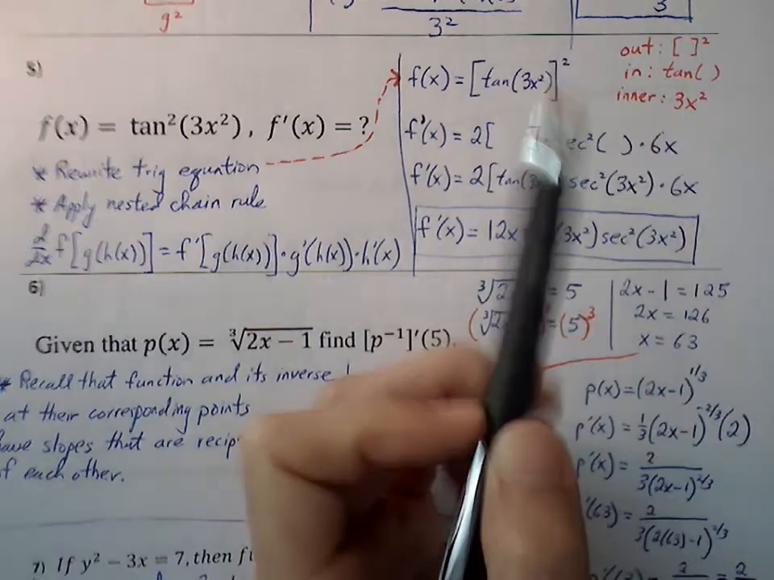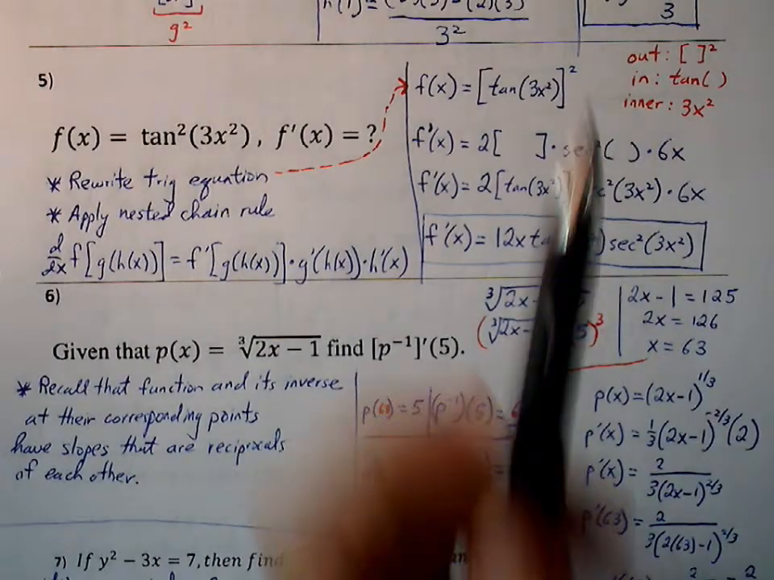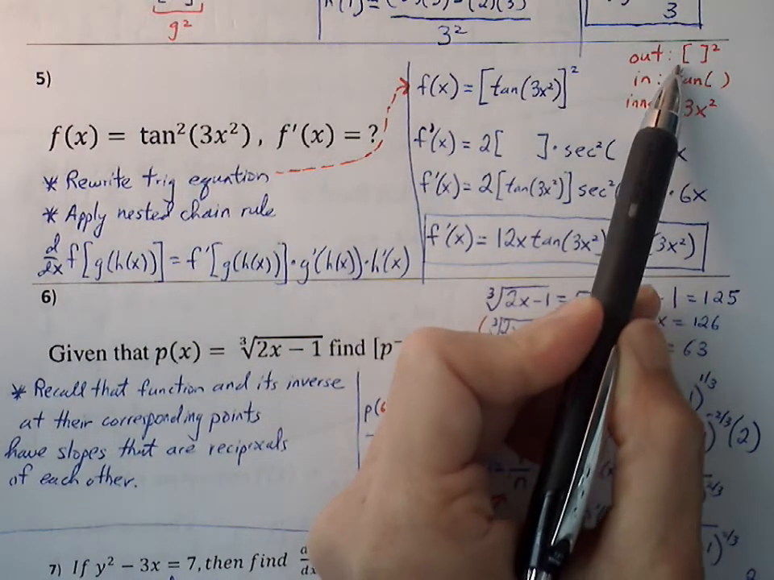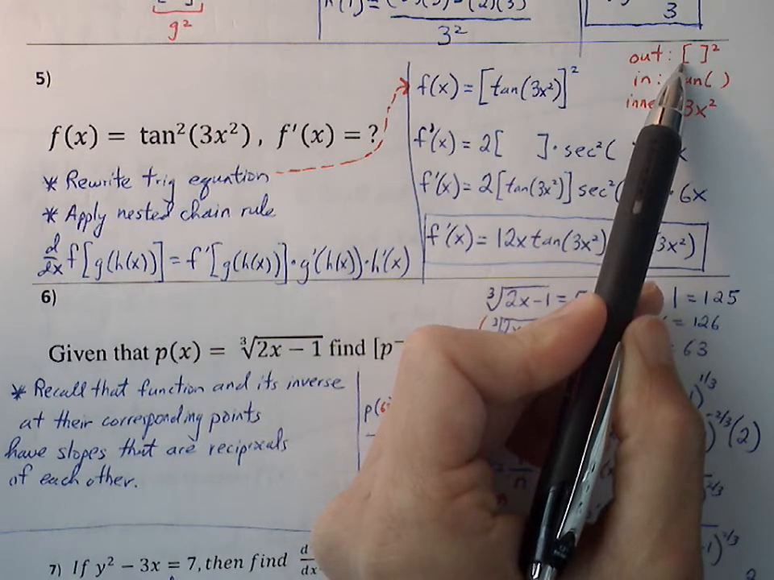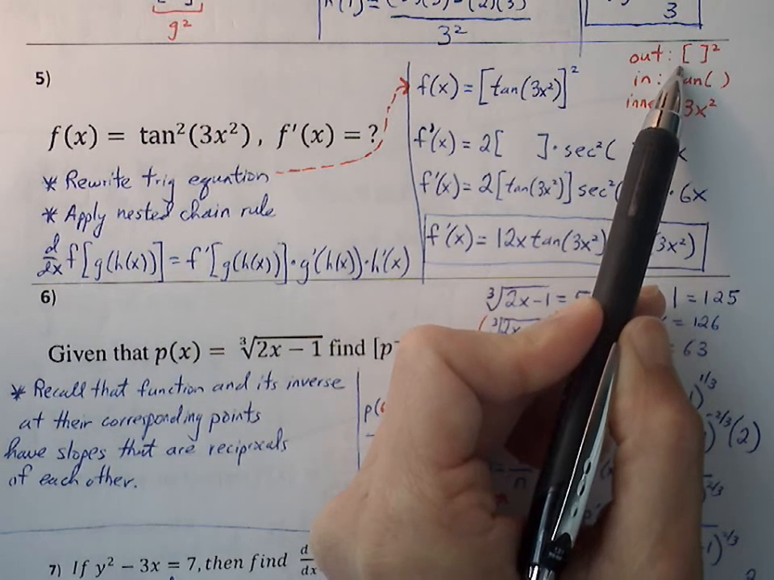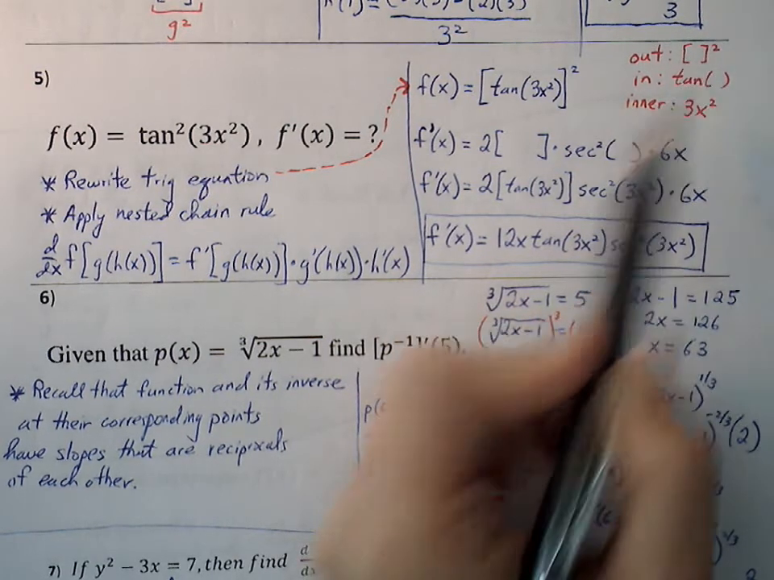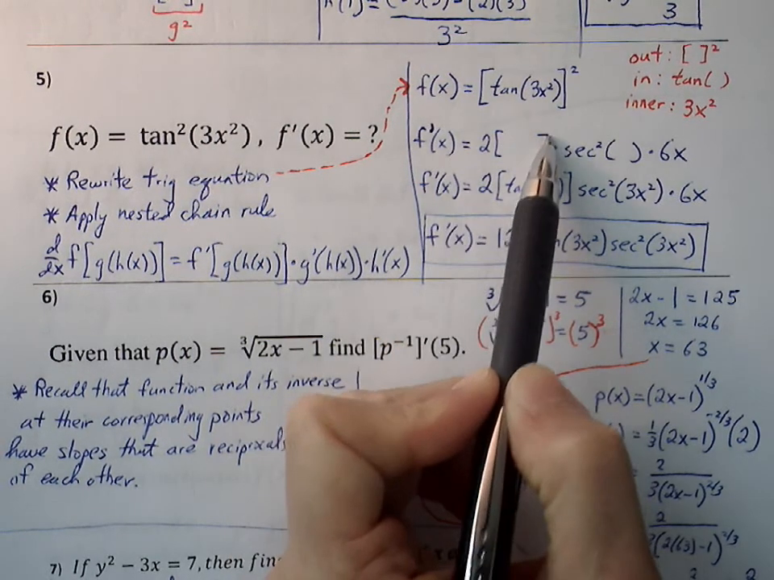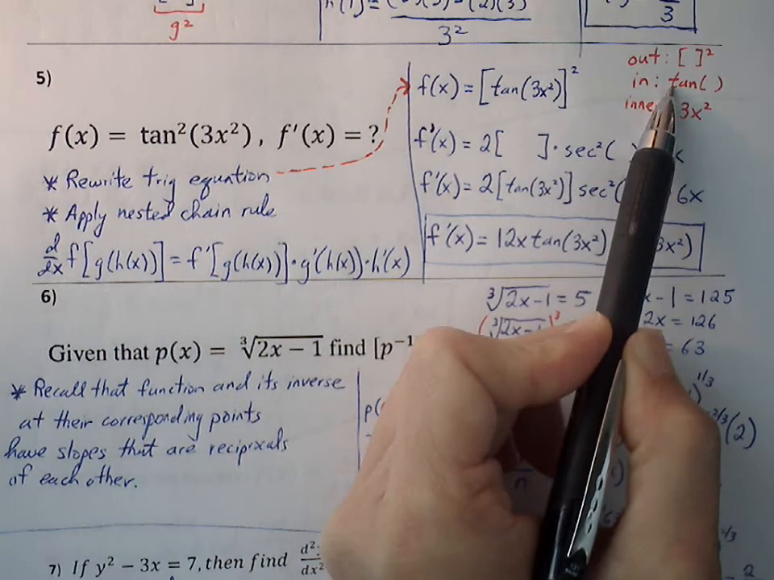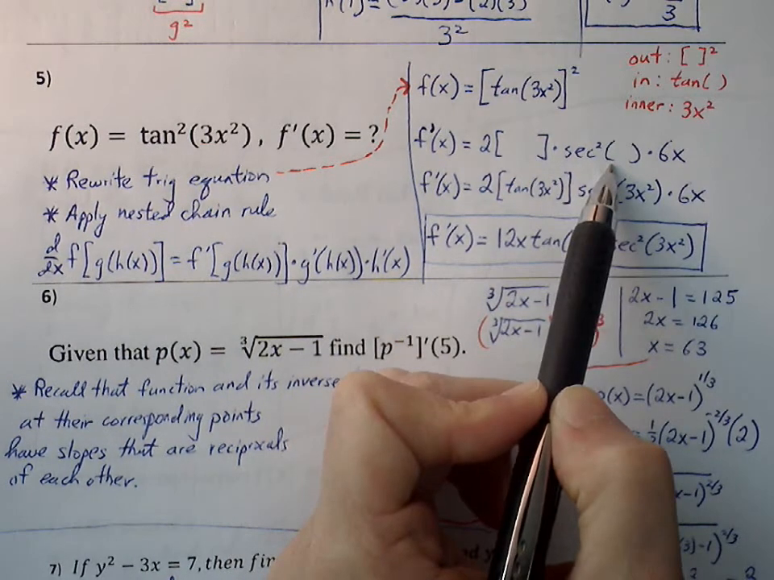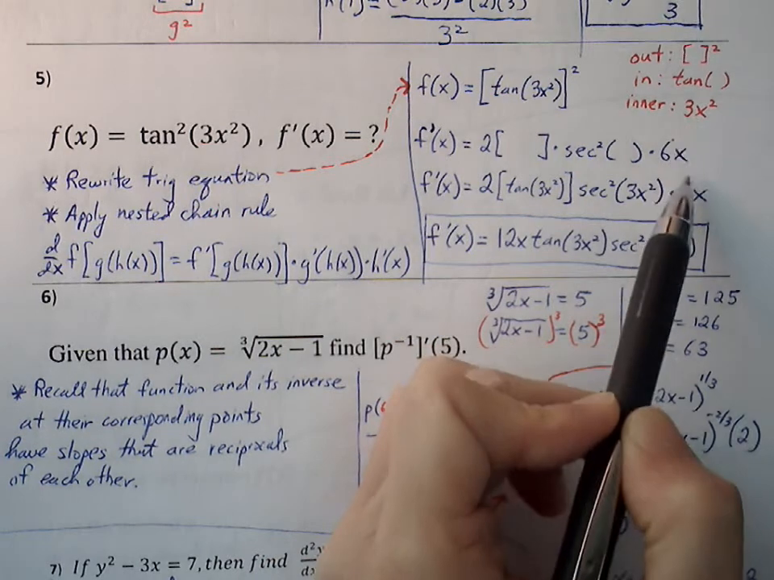We're going to take turns with each of their derivatives. So the first is bracket squared. We can think of the bracket as a variable. The derivative of bracket squared is 2 bracket to the first power, or 2 parentheses to the first power rather. Tangent's derivative is secant squared of parentheses. And then the innermost function, 3x squared, becomes 6x.